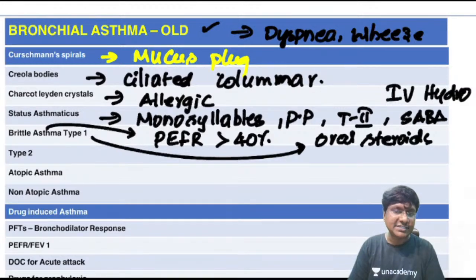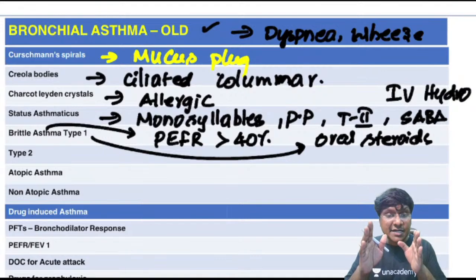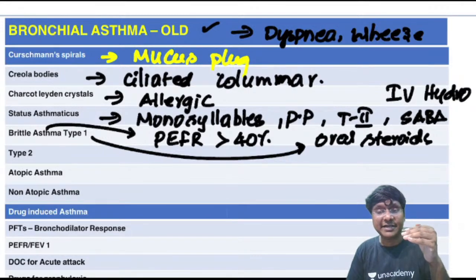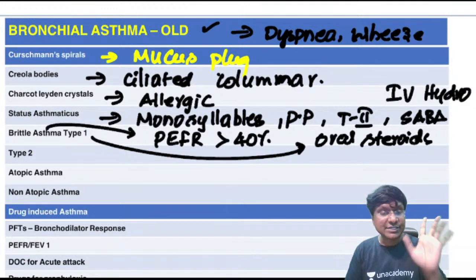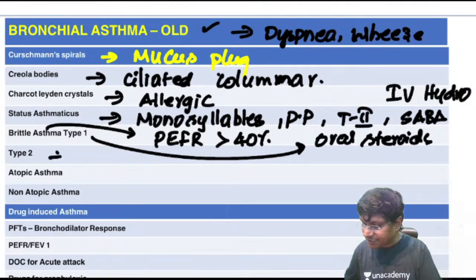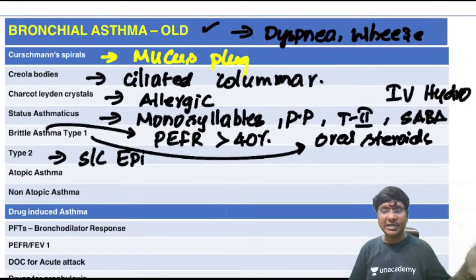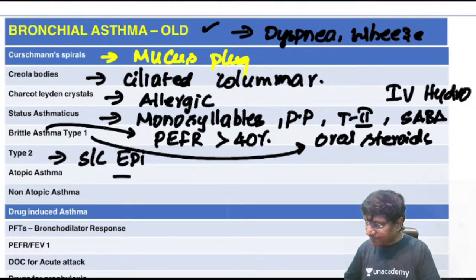Whereas type 2 brittle asthma is where they have normal or near normal lung function, but there will be an unpredictable fall in lung function, and that may even cause death. That is called type 2 brittle asthma. These patients have to be given subcutaneous epinephrine. Then what is atopic asthma? That is nothing but the allergic variant.